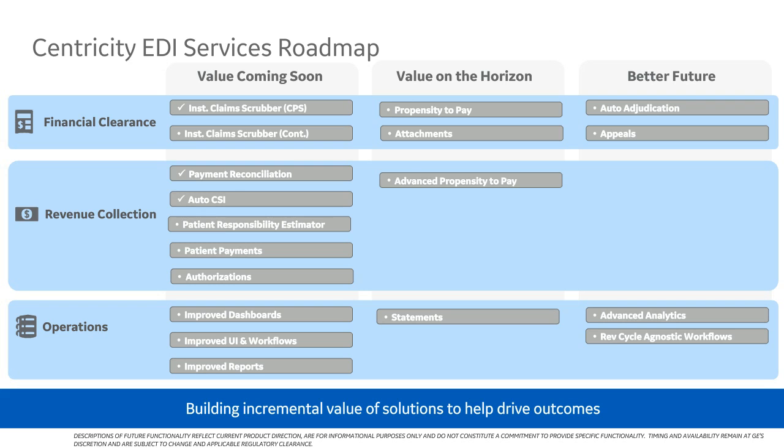And everything under value on the horizon and better future is what is prioritized right after we get through the list in column 1. If you have any questions, we can discuss further during Q&A. Also, if you feel we have missed any pressing concerns or functionalities that you're looking for on our roadmap, please do let us know at the end of this session.